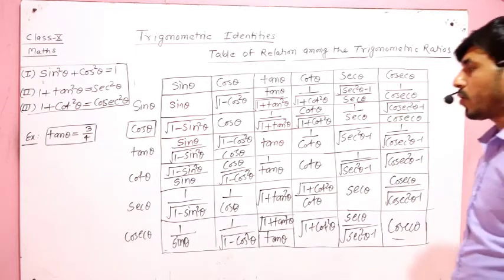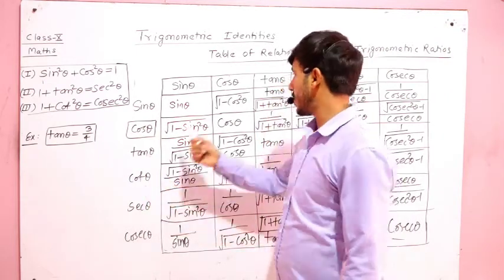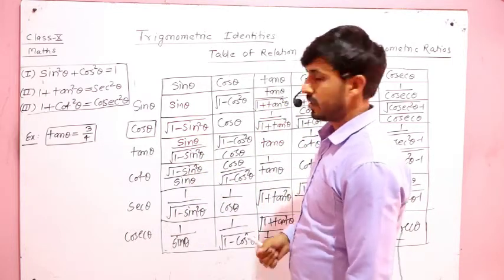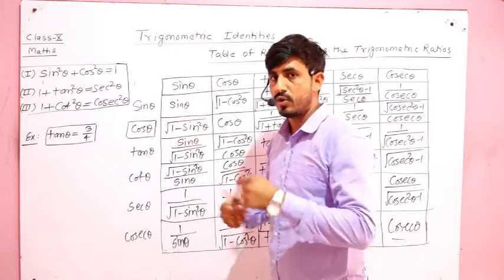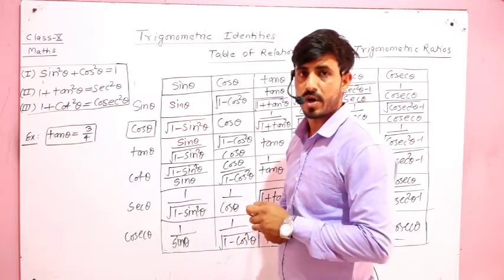Which value? Cot theta in terms of tan theta. As you can see, cot theta can be obtained in terms of tan theta by 1 upon tan theta. At the crossing point, you have to use the formula which is at the location of the crossing point.